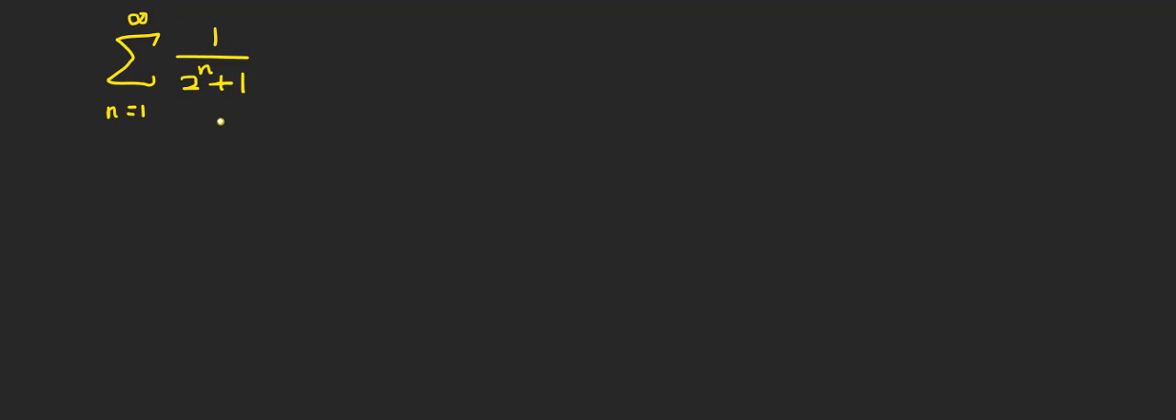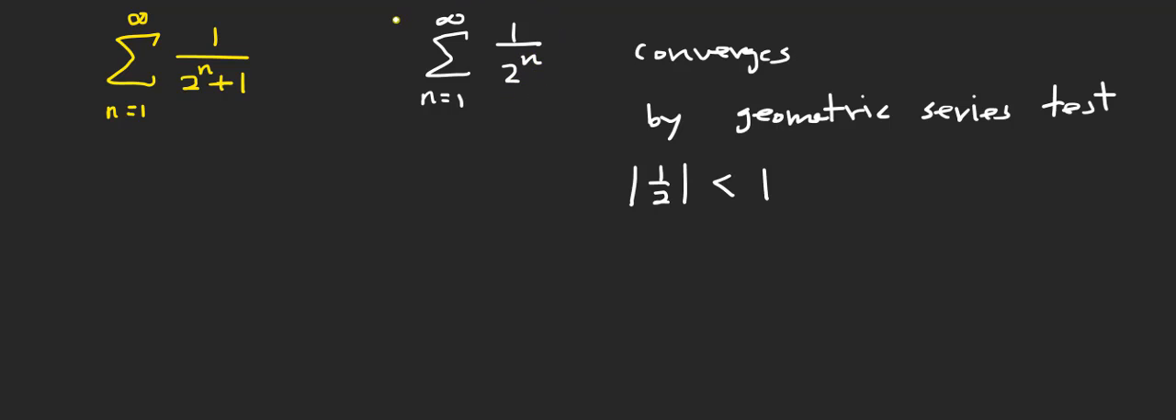Let's take a look at this infinite series. What would you compare this series with? Well, this looks like a geometric series. We know that this infinite series converges by the geometric series test, because the common ratio, which is 1 over 2, has an absolute value less than 1.